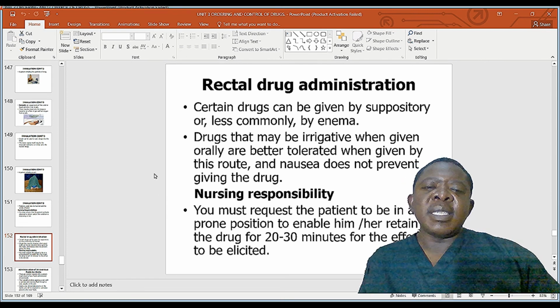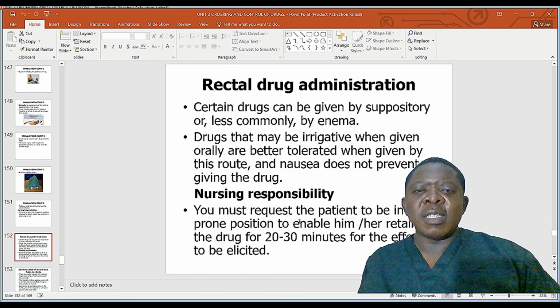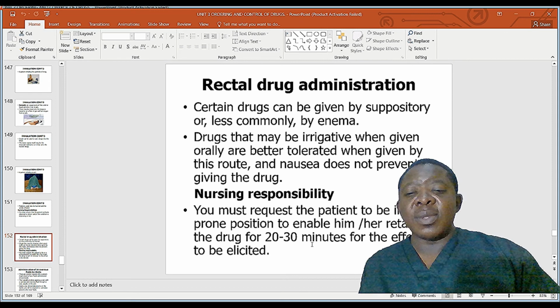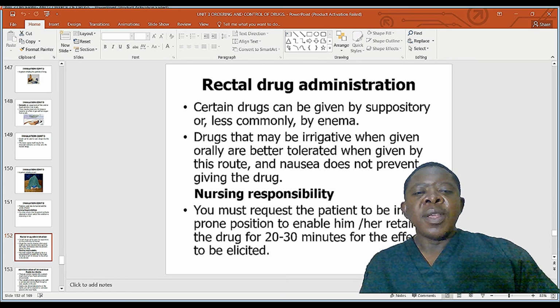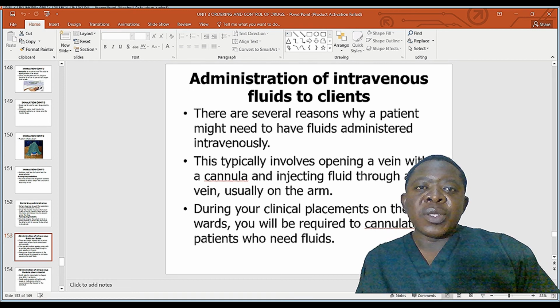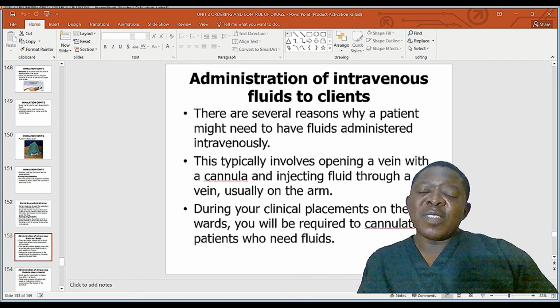The nursing responsibility when giving drugs by the rectal route is that you must request the patient to be in a prone position to enable him or her to retain the drug for 20 to 30 minutes for the effect to be elicited. Now, administration of intravenous fluid to clients.